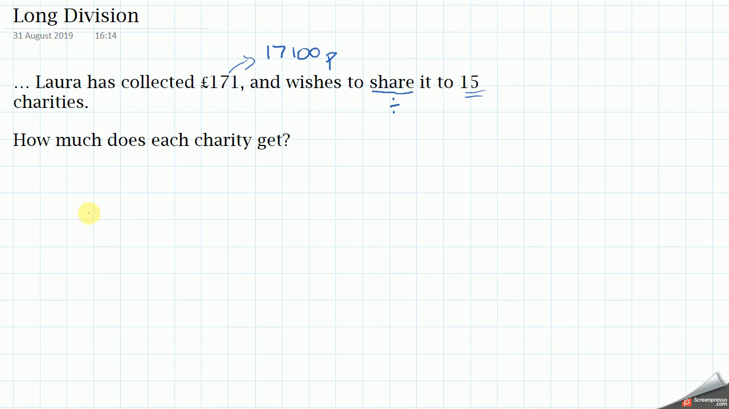Now to do a division, this is long division, that's called the bus stop method. The quantity to be divided goes inside. Everybody waiting inside the bus stop is the story, and the 15 buses arrive outside the bus stop to be filled up. So how many buses? That's the normal story. In this case we're trying to go out of the 17,100 pence, how much do each of the 15 charities get? So we need to do this division.